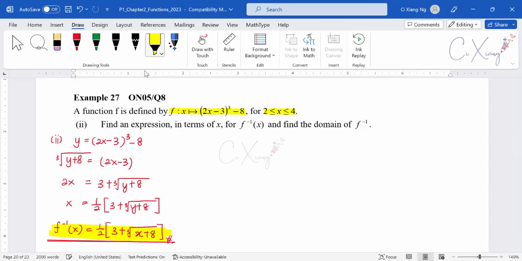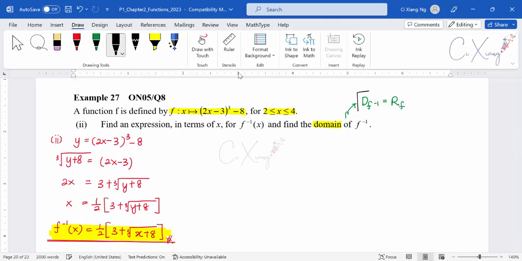Then let us continue to the next part of the question. After finding the inverse function, they want us to find the domain of the inverse function. Again, just to recall, to find the domain of the inverse function, you need to recall that it is actually equal to the range of the function.